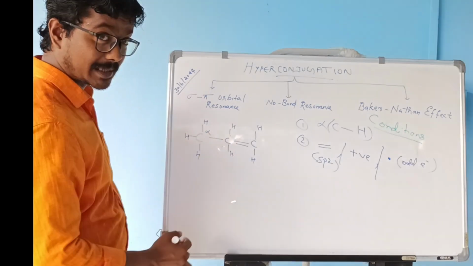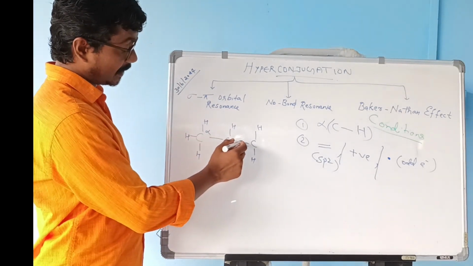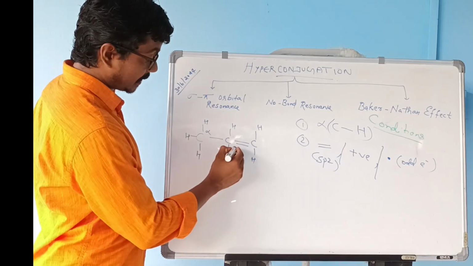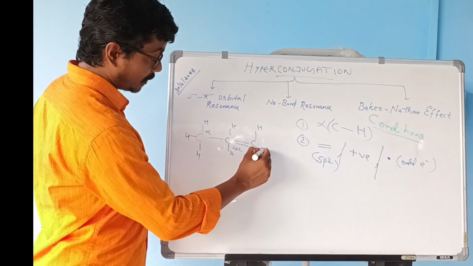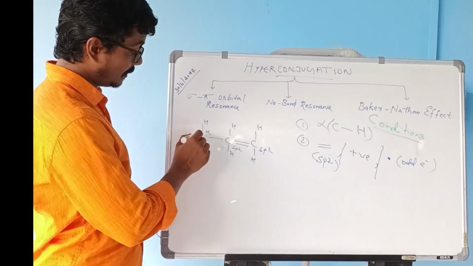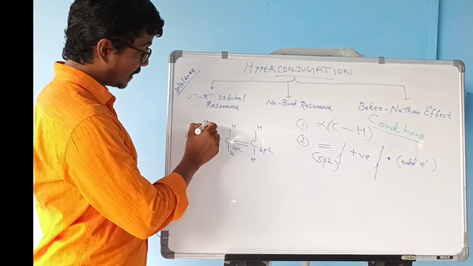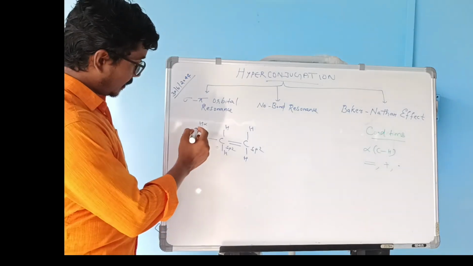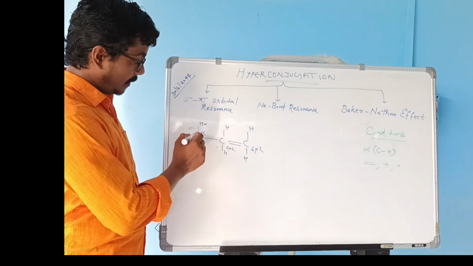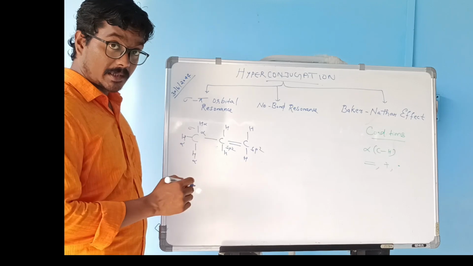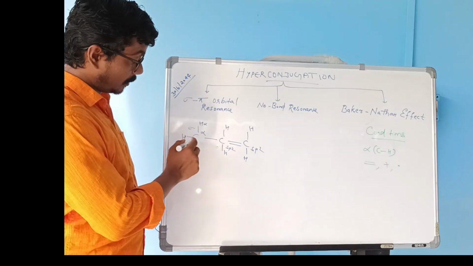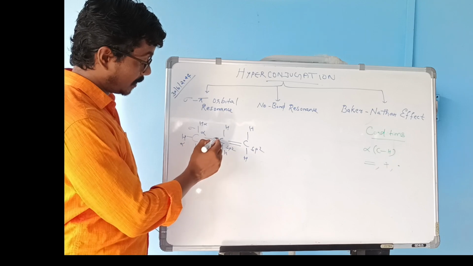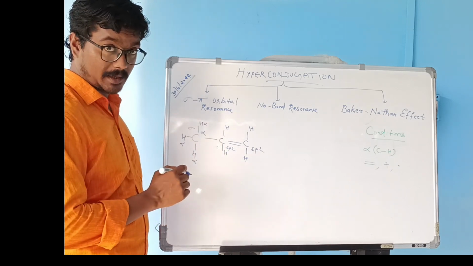So let's consider this example. There is a carbon-carbon double bond. This carbon is sp2 hybridized and this is also sp2 hybridized. This is the alpha carbon and there are three alpha hydrogens. There is a sigma bond between the alpha carbon and each alpha hydrogen, three sigma bonds with hydrogen, and one sigma bond between carbon and carbon.